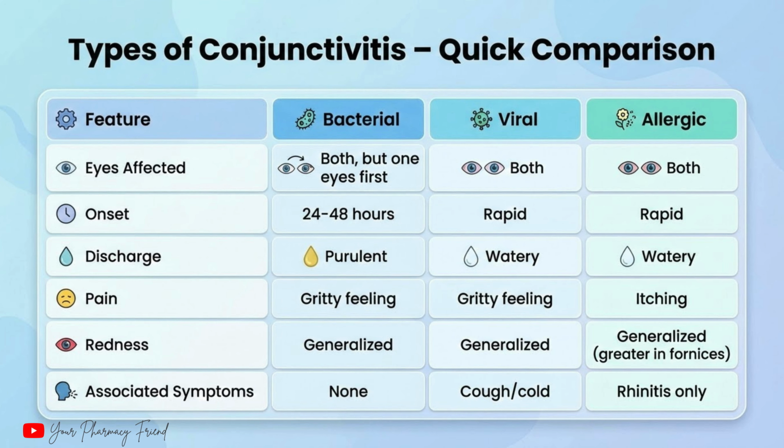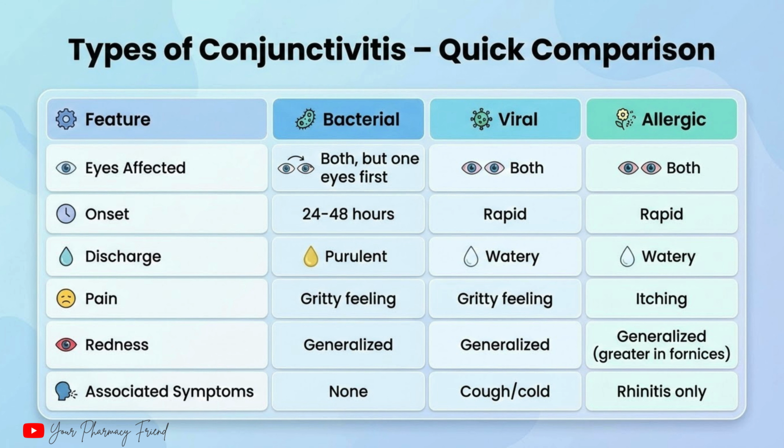When differentiating types of conjunctivitis, several key clinical features should be evaluated. In bacterial conjunctivitis, both eyes may eventually be affected, but typically one eye becomes involved first within 24 to 48 hours. The discharge is purulent, meaning thick and yellow or green. Patients often describe a gritty sensation. In viral conjunctivitis, both eyes are commonly affected, and the discharge is watery.